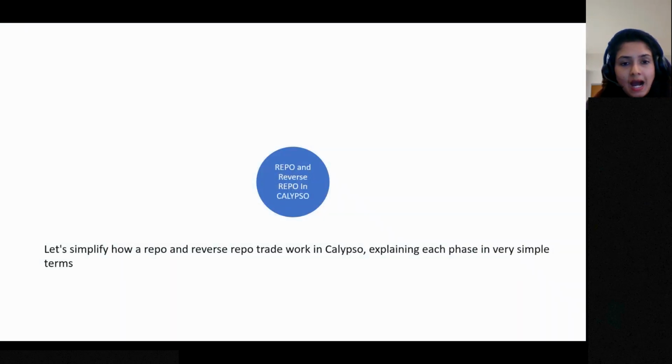Now we will see how it will work in Calypso. If you all remember, I mentioned how Calypso is working. There were 5 phases or 5 stages of Calypso, including the front office, middle office, and back office. So trade will come, there will be processing, risk, life cycle, and reporting. So in the same fashion, we will see how both of these instruments are working in Calypso, repo and reverse repo.